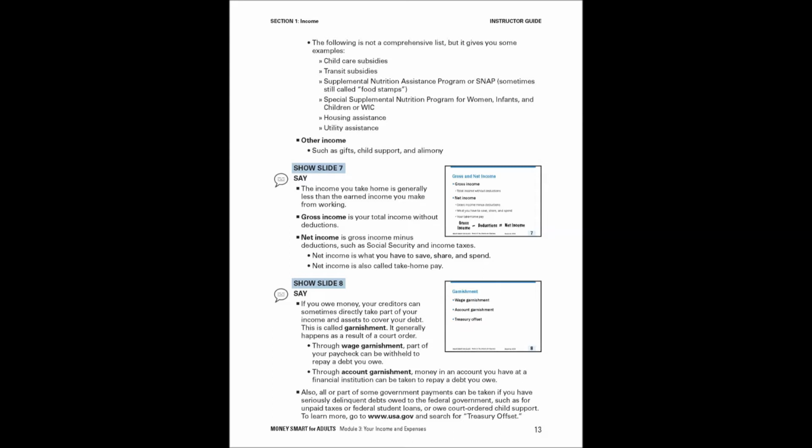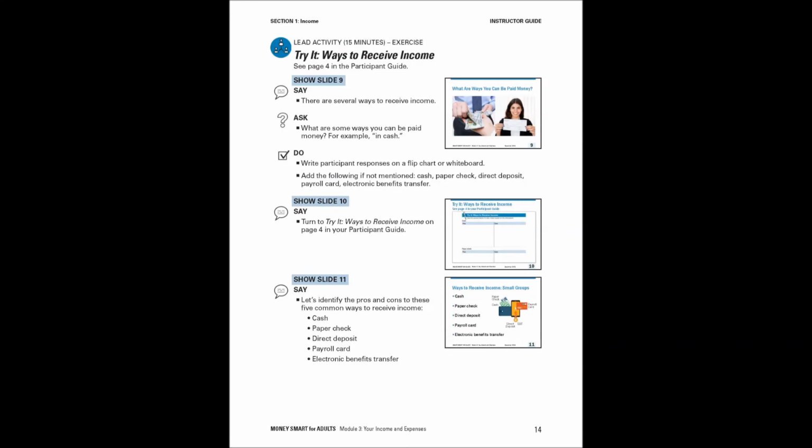And this is where if participants owe money, creditors can sometimes directly take a part of the income and assets to cover the debt. That's called a garnishment. It generally happens as a result of a court order. So you want to make sure that your participants understand what that means. So you'll explain wage garnishment, and you'll also explain account garnishment, money in an account that they may have at a financial institution that can be taken to repay a debt that is owed.